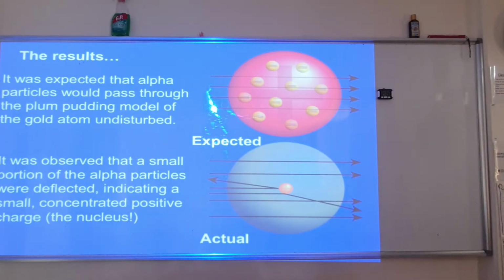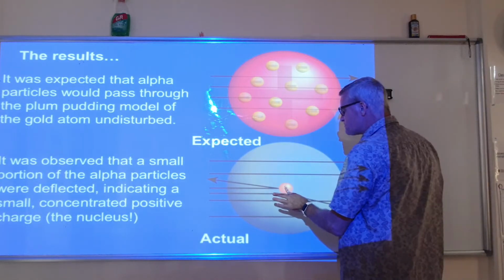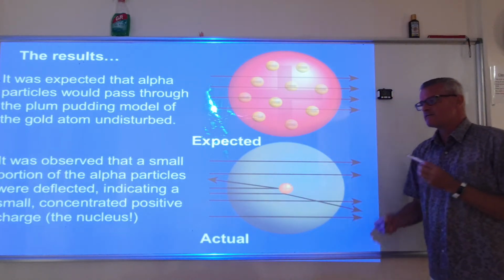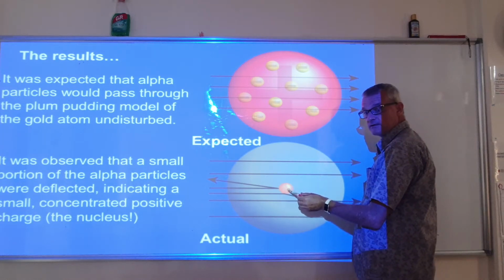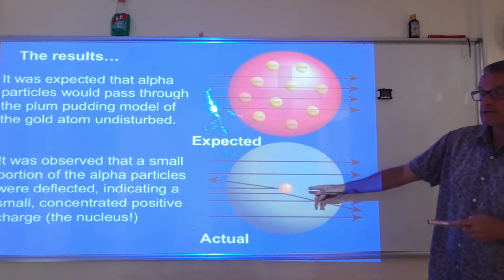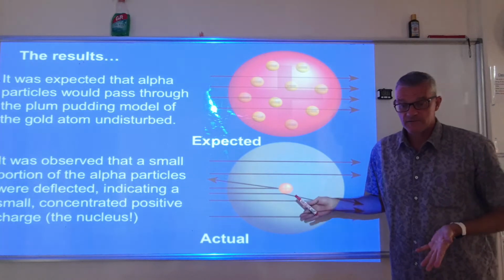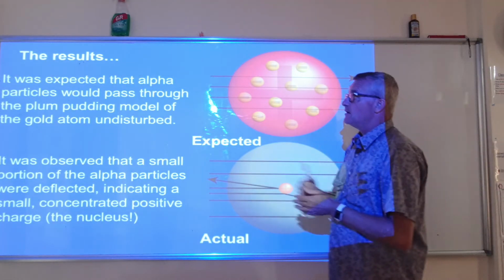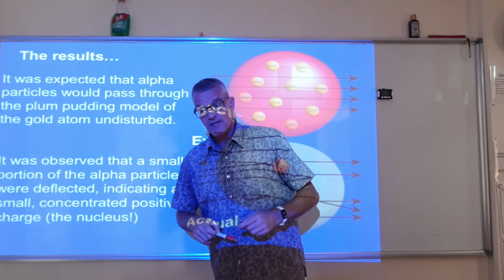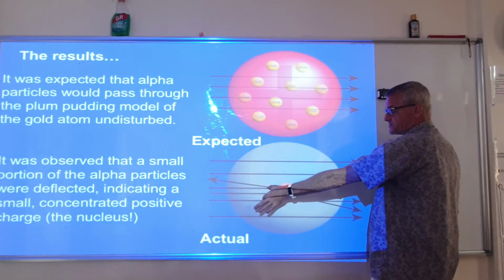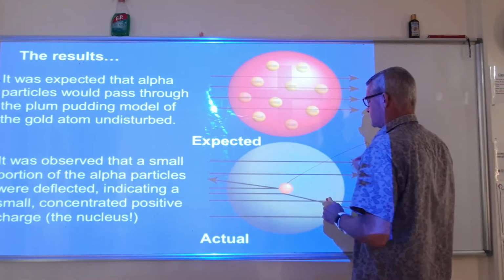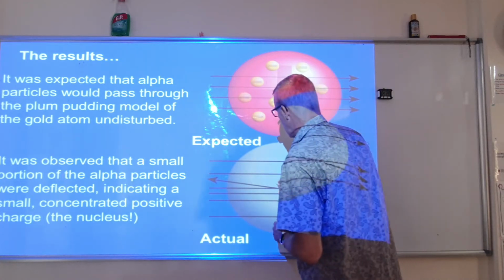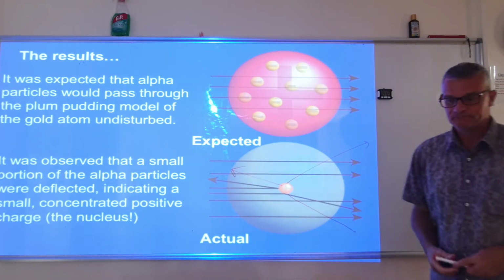Because of the deflection, he concluded there must be somewhere in the atom a very tiny positive charge. They called it the nucleus. Now we know that the nucleus contains protons and neutrons. Alpha particles have a positive charge, so when a positive charge comes close to the nucleus, it will be deflected or even bounce back.